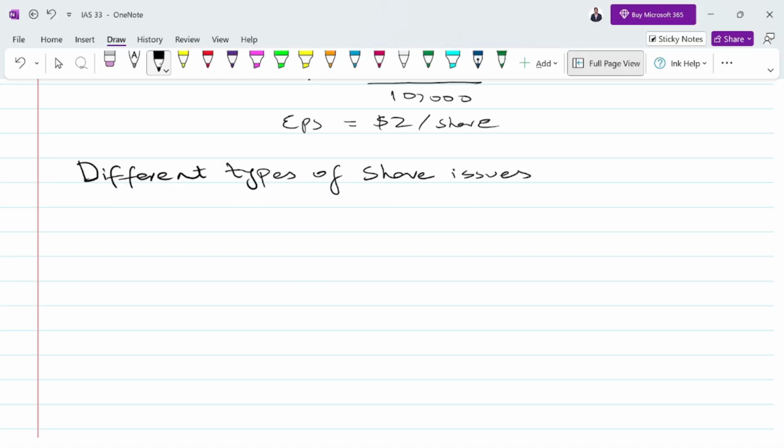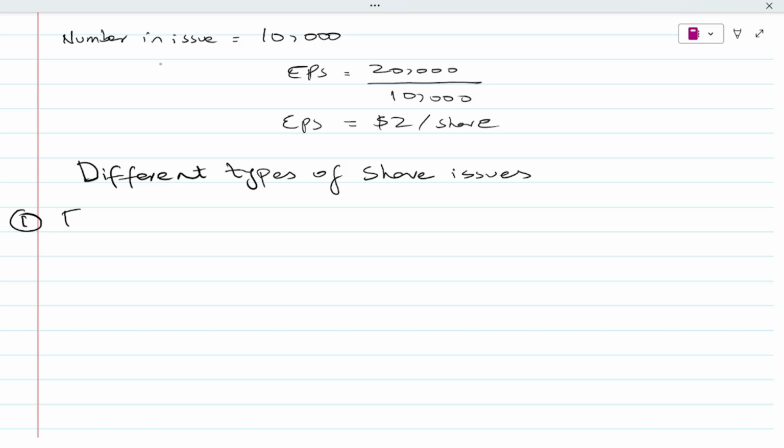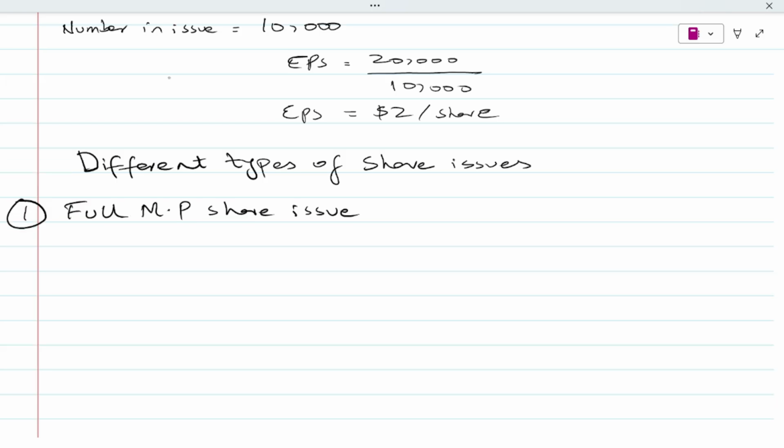Okay, and the first one on our list is the full market price issue. So remember that the full market price issue is where the number of shares issued are at full market price, which is quite obvious from the name, right? Which means that it's not a free issue, right? So these are two things that you need to write down about a full market price share issue.